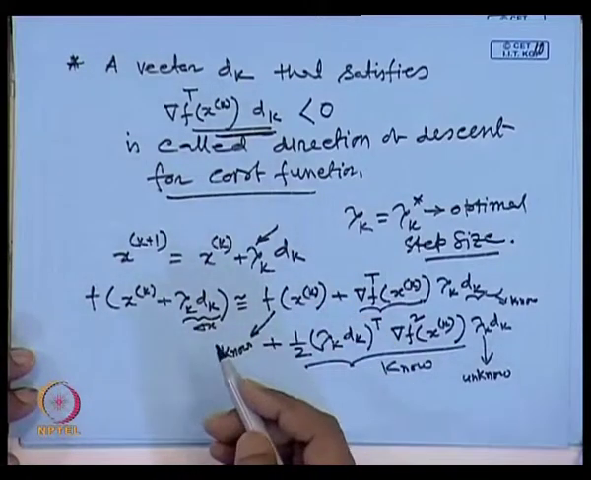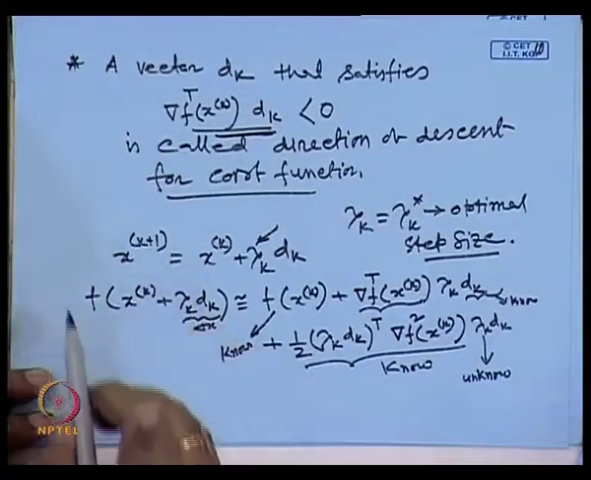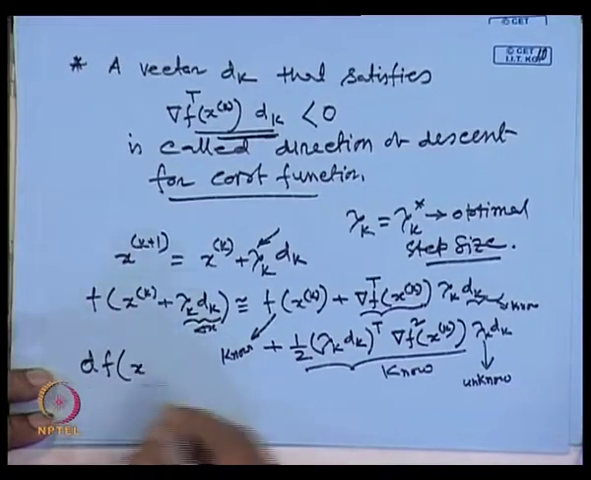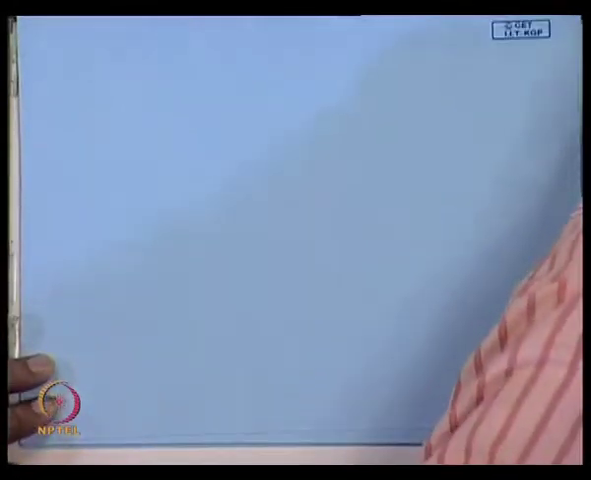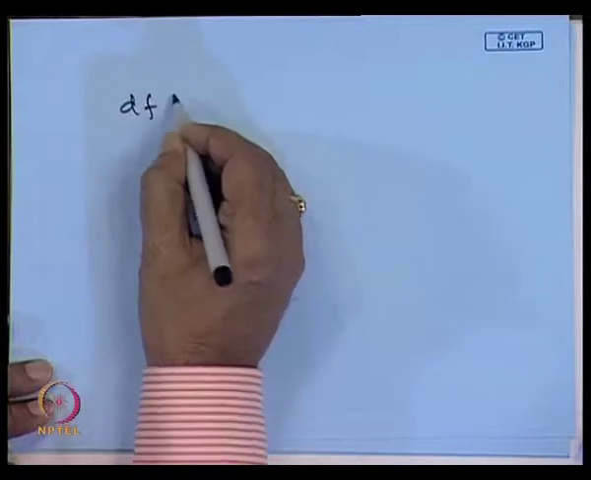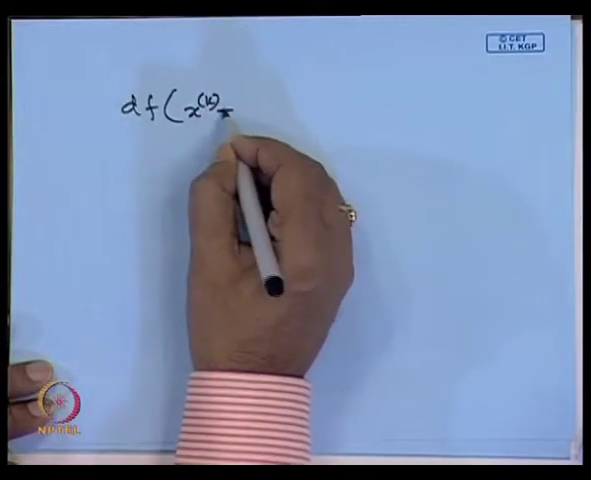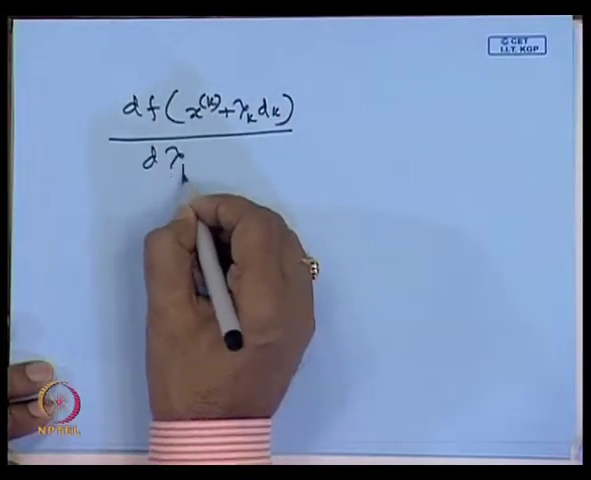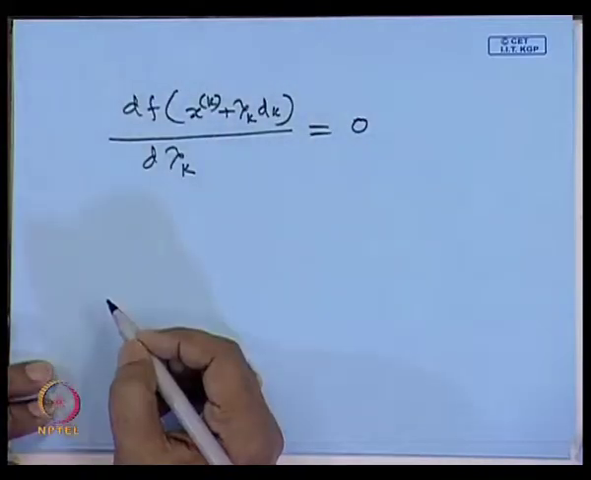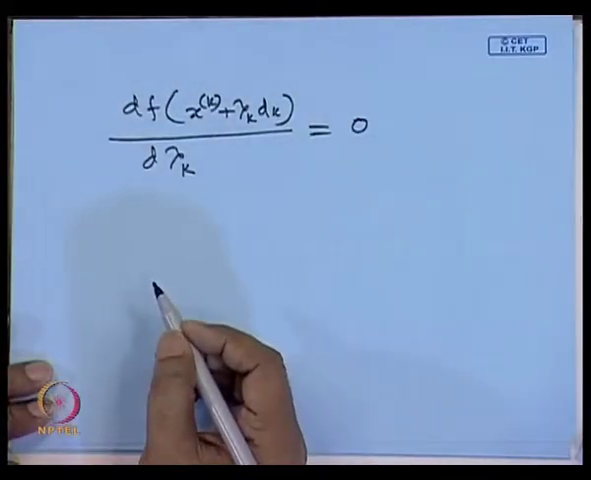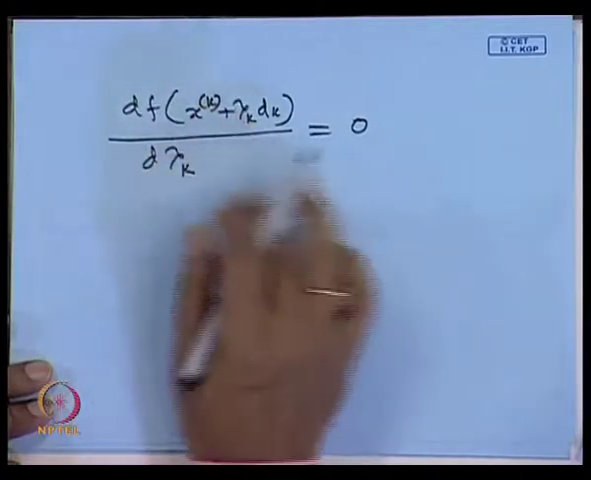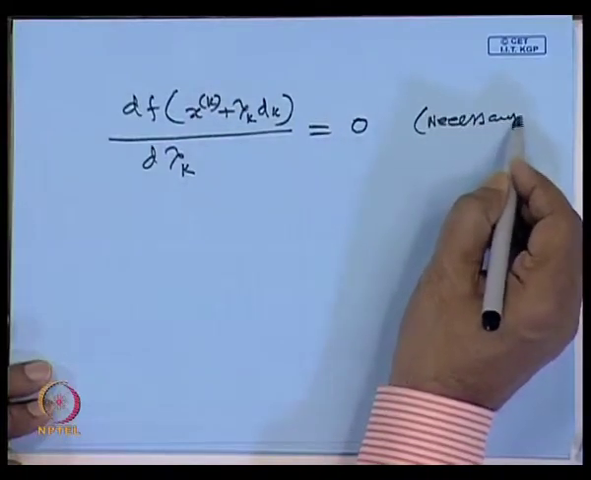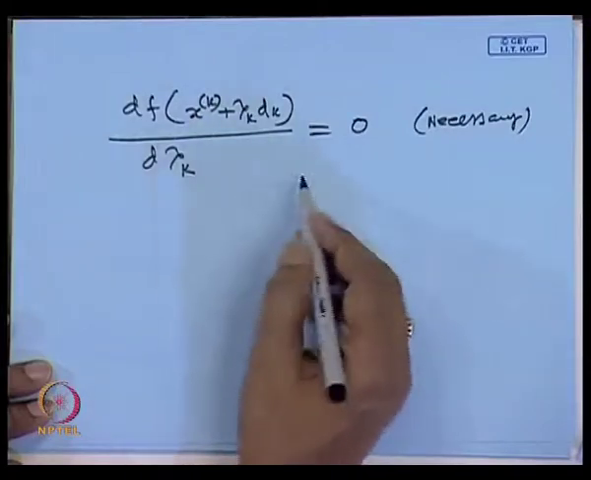So, you have to differentiate this with respect to lambda. Since it is a function of a single variable, I will write d f of x superscript k plus lambda k dk, and differentiate with respect to lambda k and set it to 0. This is a necessary condition. I have to find out for what choice of lambda the function value is minimum, and this is the necessary condition. If you solve this, you will get the value of lambda.